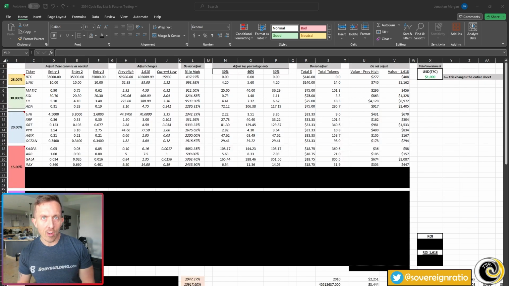Actually, y'all, I found the error. I was looking at the KuCoin chart, and IMX had hit $9.50 on the KuCoin chart, which would put the 1618 at $14. So that's $447 for the 1618 instead of whatever it was before.